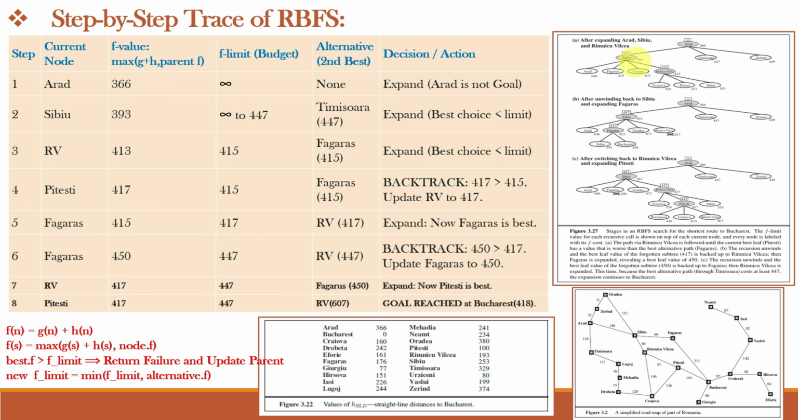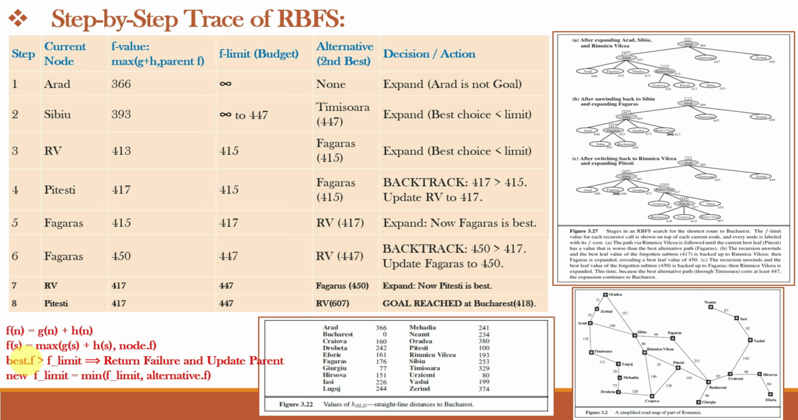If we consider Sibiu, the G value of Sibiu is 140 and the H value is 253, that is 140 plus 253, which is equal to 393. Similarly, for Timisoara it is 447 and for Zerind it is 449. So the maximum of 393 and 366 is 393, since 393 is greater than 366. So we will write here 393. Similarly, the maximum of these two is 447 and the maximum of these two is 449. So we write these F values downside near the cities.